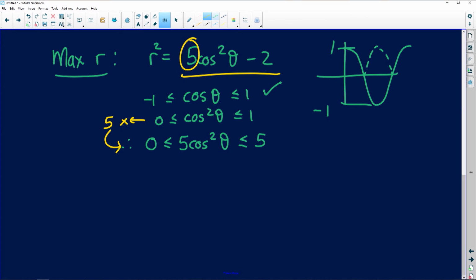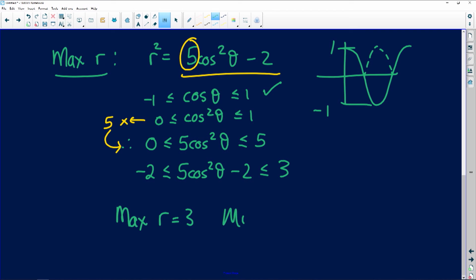That's still not what I wanted. I wanted 5 cos squared minus 2. So what am I going to do? I'm going to subtract 2 from every side of that inequality. So finally it becomes, if I minus 2, 0 minus 2 is minus 2. 5 cosine squared theta minus the 2. 5 minus 2 is 3. And there's your maximum. Your maximum radius is 3. Your minimum radius will be negative 2.